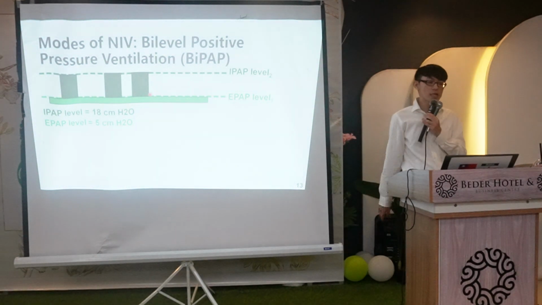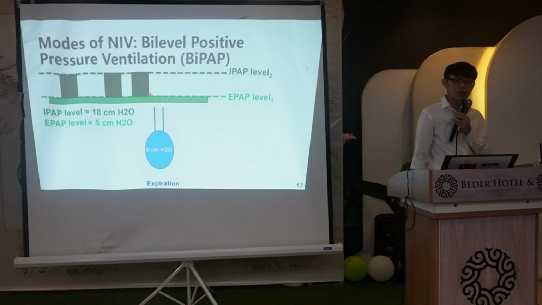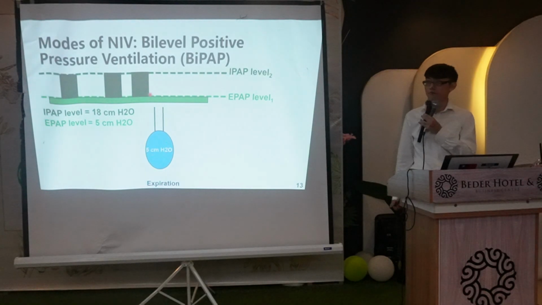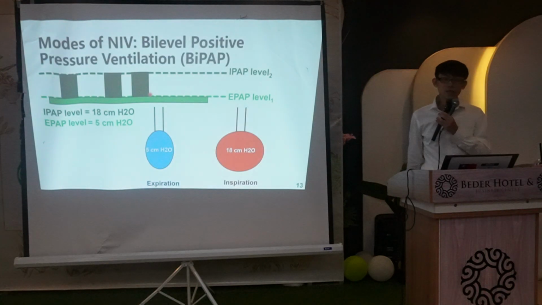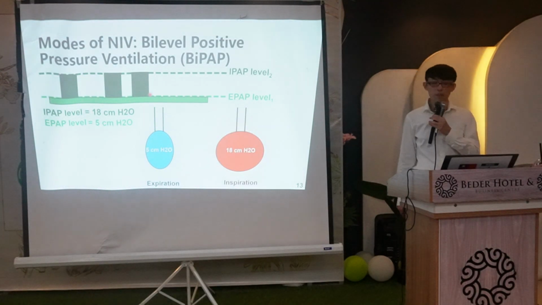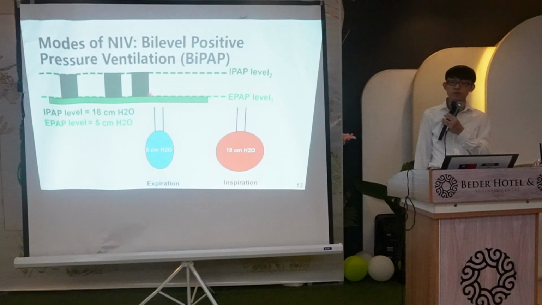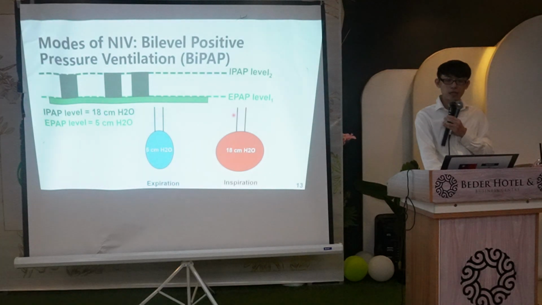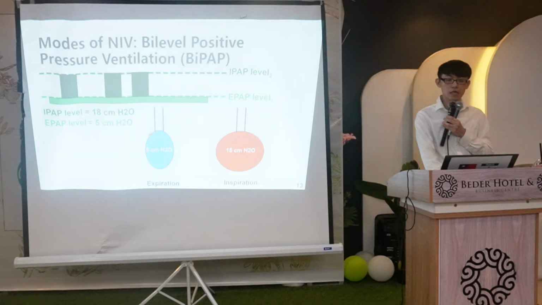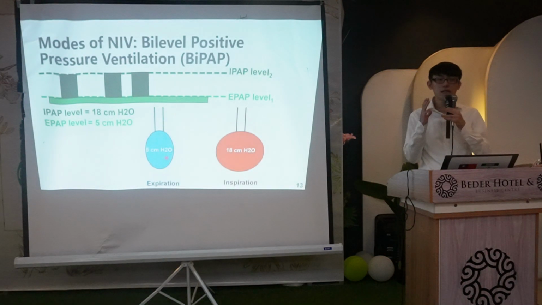So for example, if I set BiPAP 18 centimeter water, EPAP I set 5, it means that during expiration, the patient can get 5 centimeter water of pressure during the expiratory phase. And during the inspiratory phase, the patient can get 18 centimeter water of pressure. Okay. So you can see that this is a dynamic change. Alveoli can expand during the inspiratory phase and decrease in size during the expiratory phase. So the size of alveoli can change.